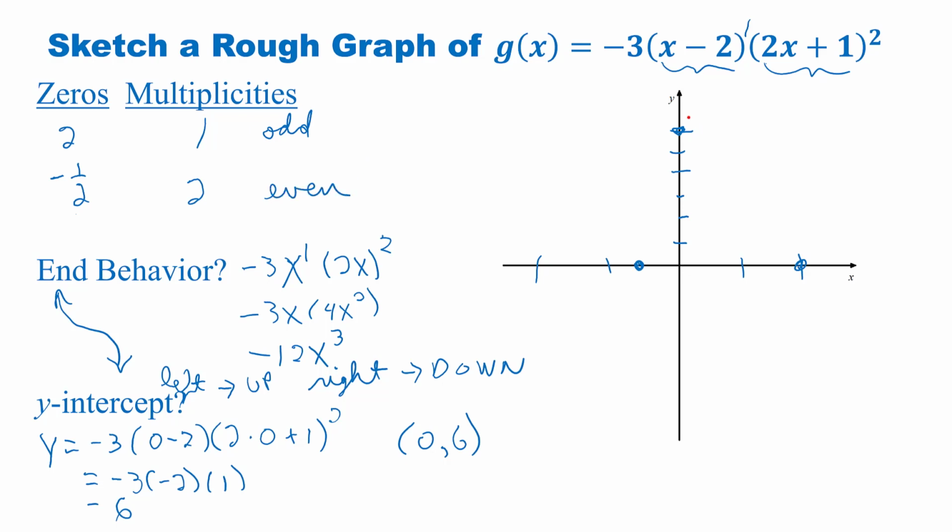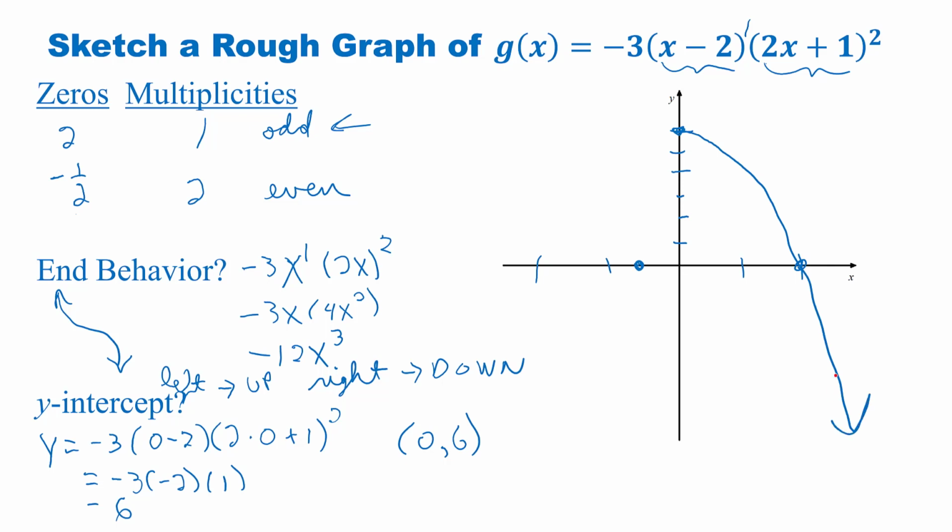With the y-intercept, we see that we're above the x-axis between x equals negative 1/2 and x equals 2. So let's use that, and I'm going to double check. At x equals 2, my multiplicity is odd, so I'm going to go from my y-intercept down here. I'm going to cross at x equals 2.